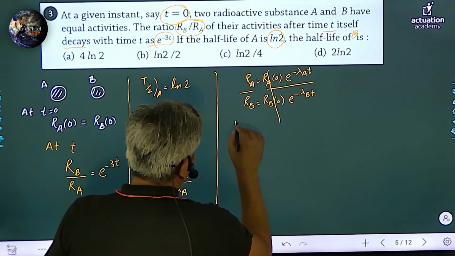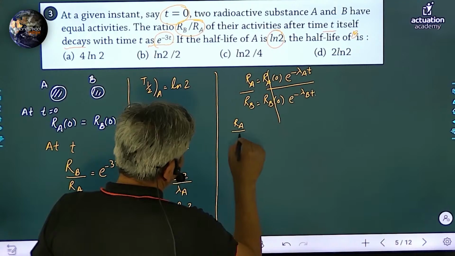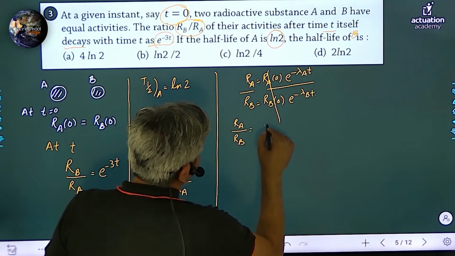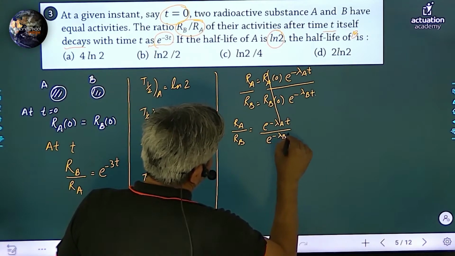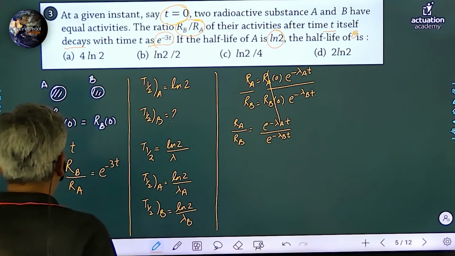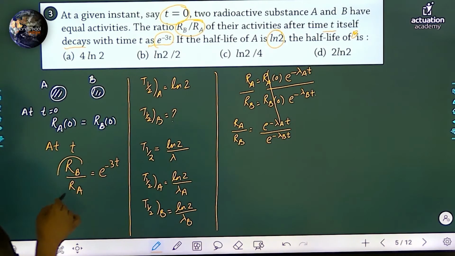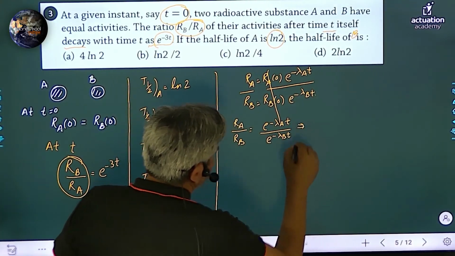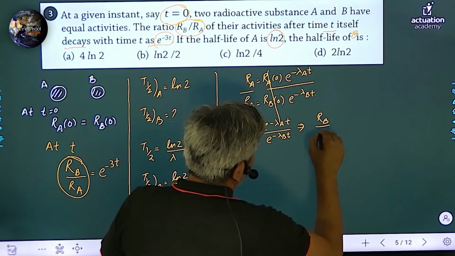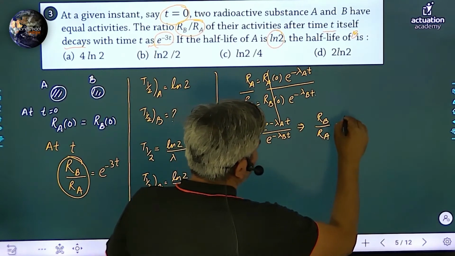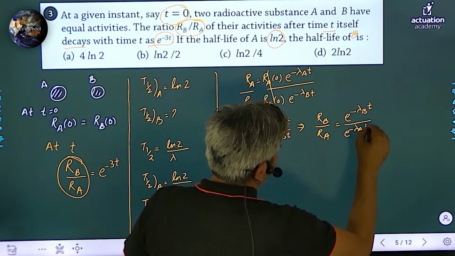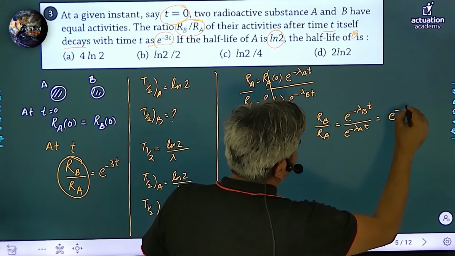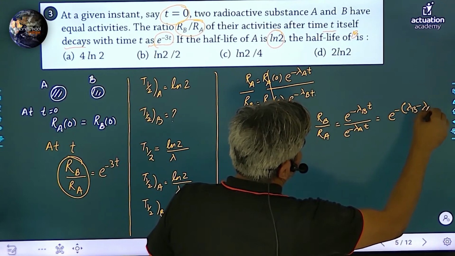Now we can write down that RA over RB is e raised to power minus lambda A T over e raised to power minus lambda B T. But the ratio given is RB over RA, that is e raised to power minus 3t. So this means RB over RA can be written as e raised to power minus lambda B t over e raised to power minus lambda A t. This we can easily write down as e raised to power minus of (lambda B minus lambda A) into t.